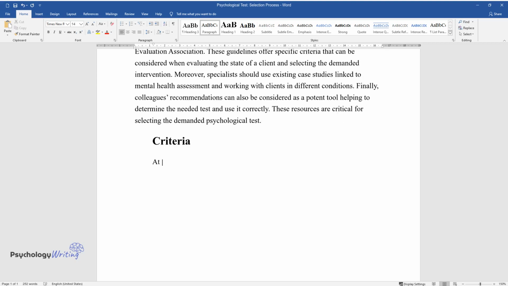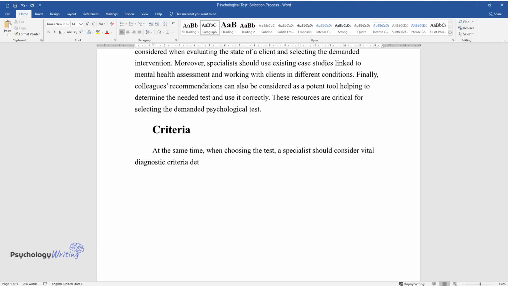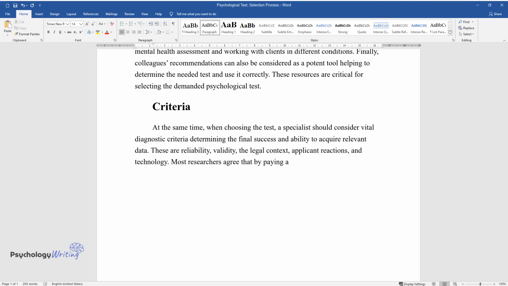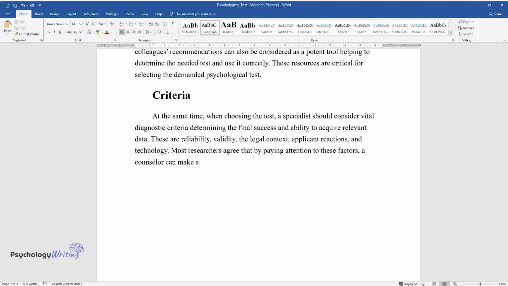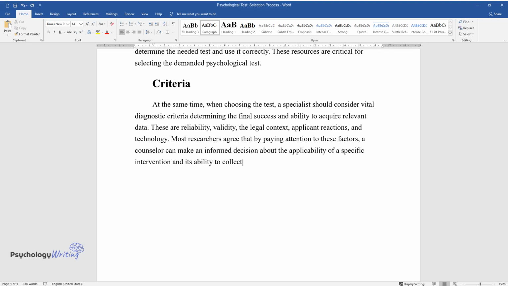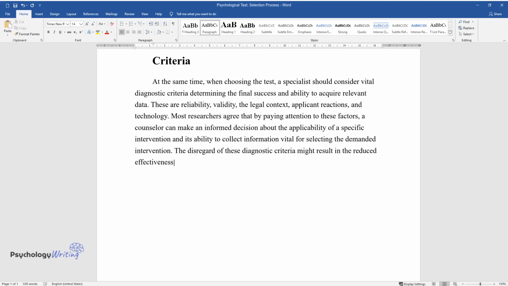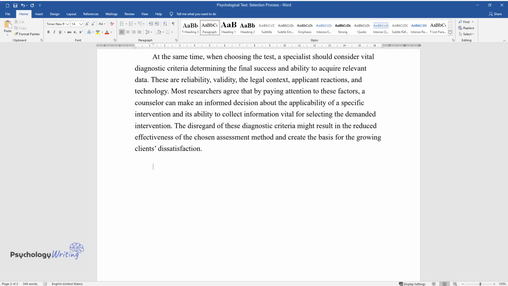Criteria. At the same time, when choosing the test, a specialist should consider vital diagnostic criteria determining the final success and ability to acquire relevant data. These are reliability, validity, the legal context, applicant reactions, and technology. Most researchers agree that by paying attention to these factors, a counselor can make an informed decision about the applicability of a specific intervention and its ability to collect information vital for selecting the demanded intervention. The disregard of these diagnostic criteria might result in the reduced effectiveness of the chosen assessment method and create the basis for the growing client's dissatisfaction.